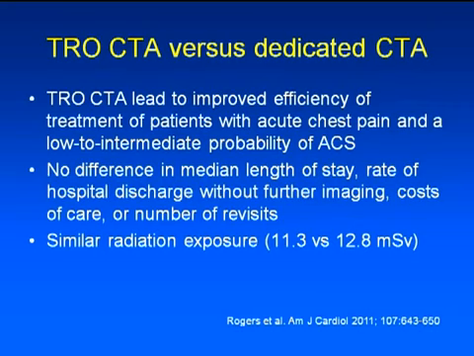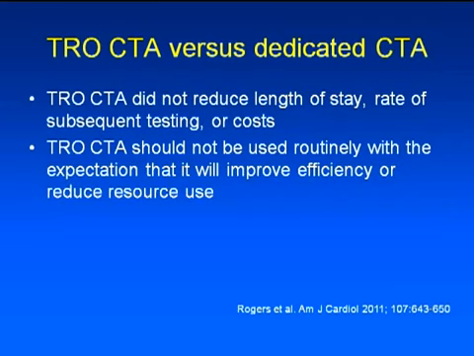There was no difference in the median length of stay, in the rate of hospital discharge without further imaging, in the costs of care, or the number of revisits. And they had a similar radiation exposure because he was using a dual source. The conclusion was that triple rule-out did not reduce the length of stay, the rate of subsequent testing or costs, and should not be used routinely with the expectation that it will improve efficiency or reduce resource use.